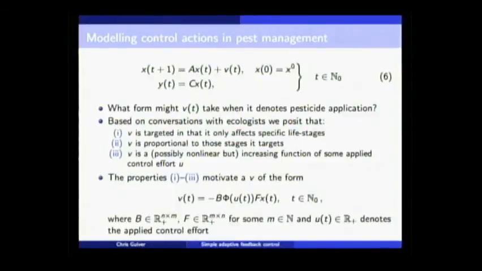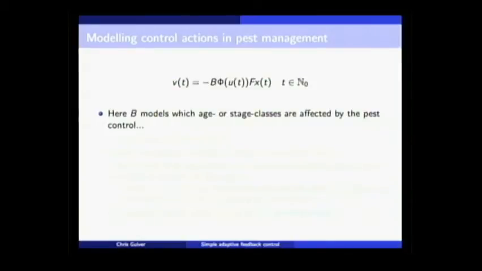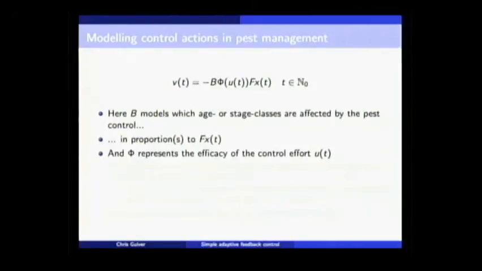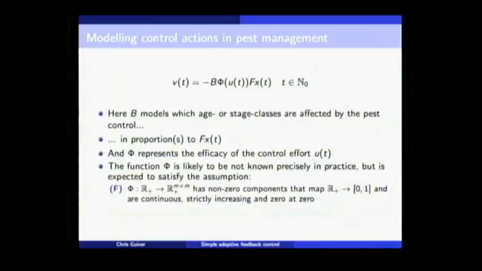In particular, I'm trying to motivate that there's a nonlinear feedback, structured by B and F with some efficacy function. So that's what I've said. B determines structure in proportion to F, and phi represents some efficacy or lethality. How effective is your pest management strategy?